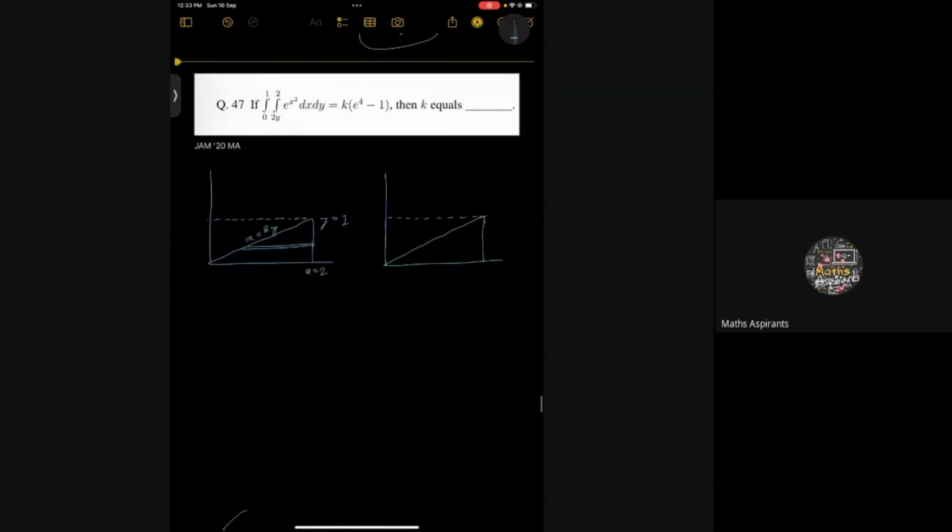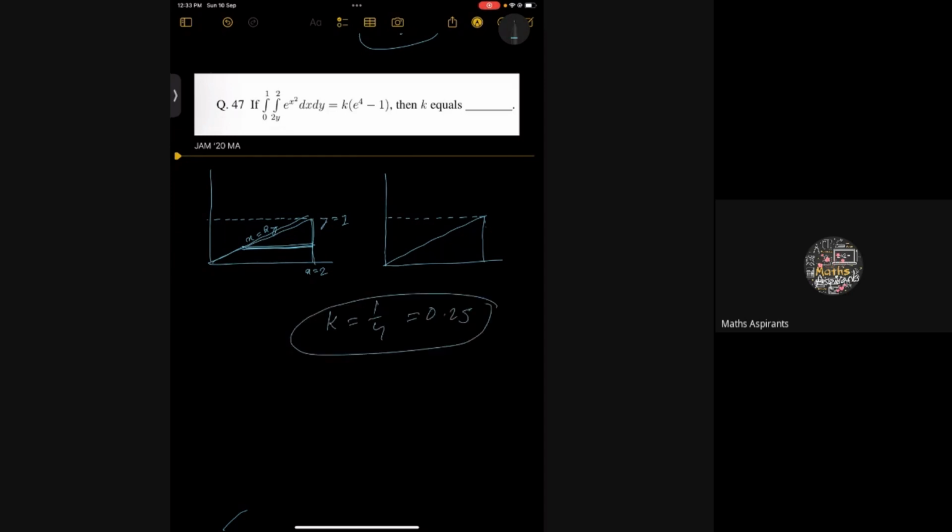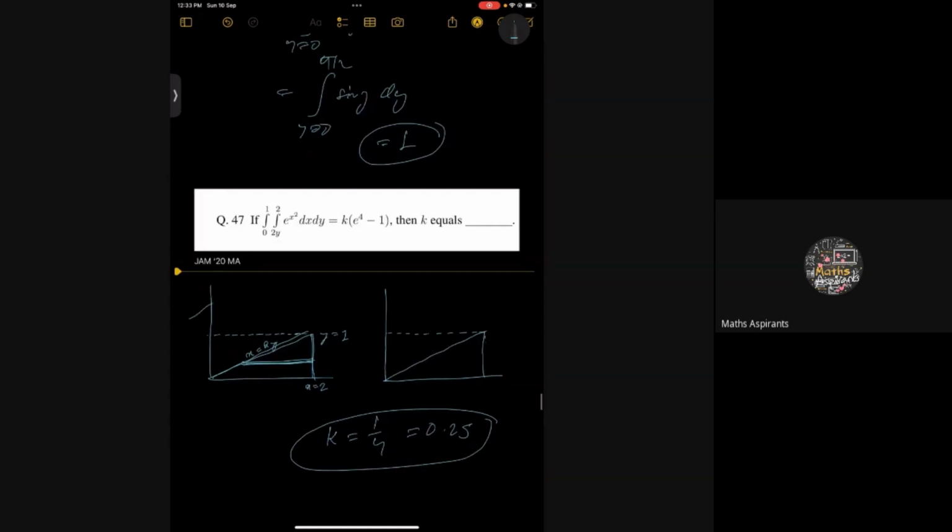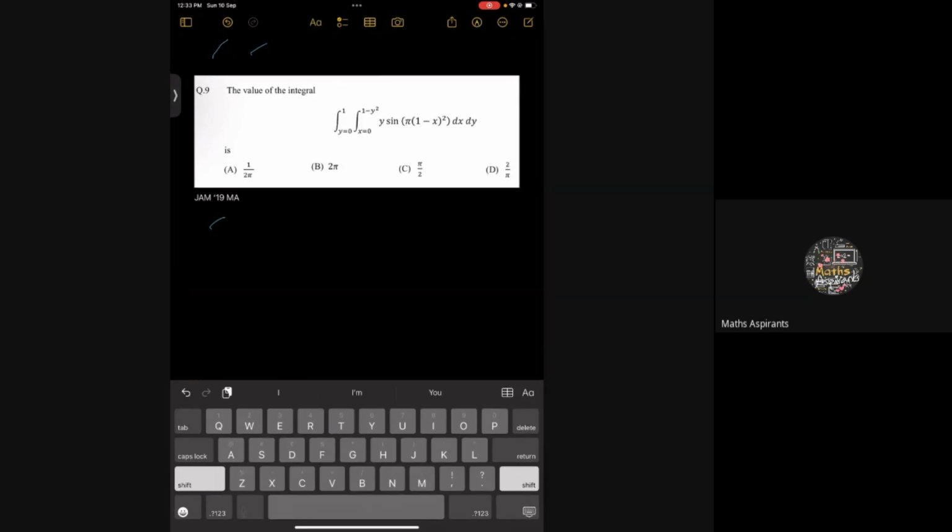The same thing with this problem. This is our region, and I urge you to try it. The answer is k equal to 1 by 4, which is 0.25. If you follow that, then you can do this very easily. And this one also is very easy. Do this, and I think the answer is 1 by 2 pi.